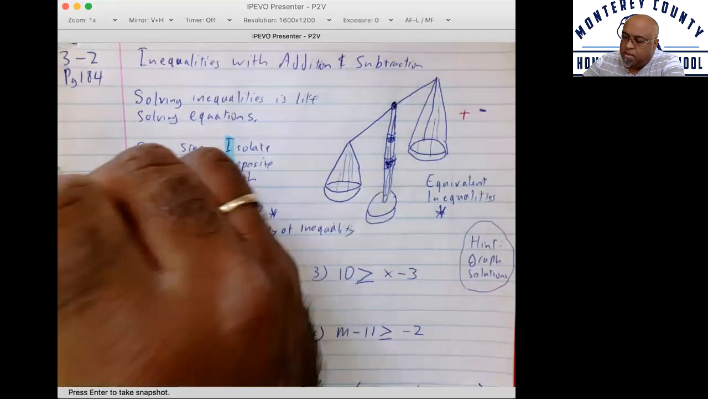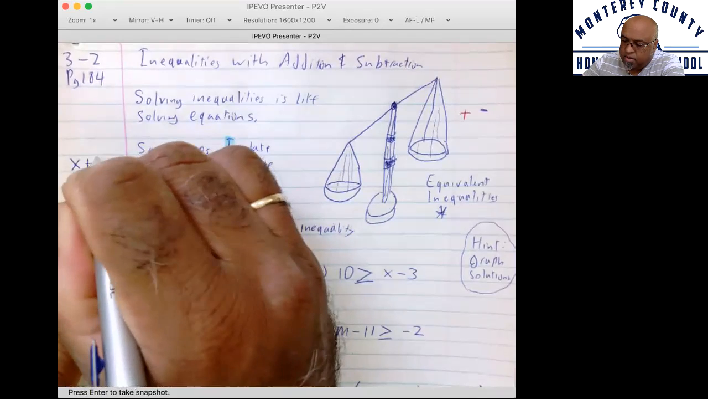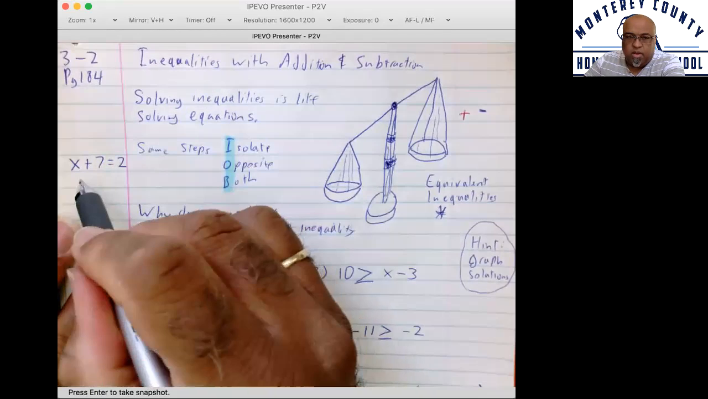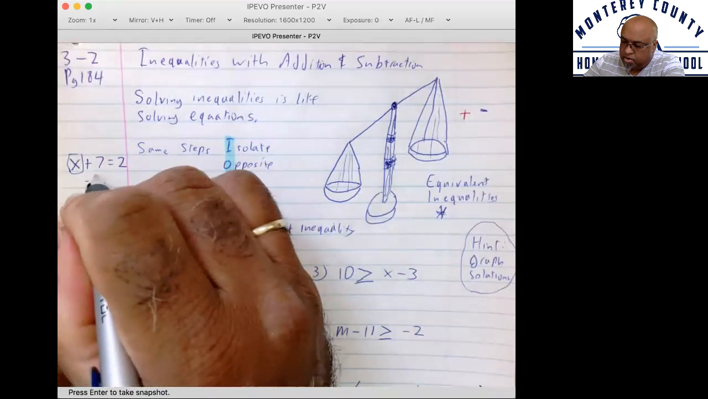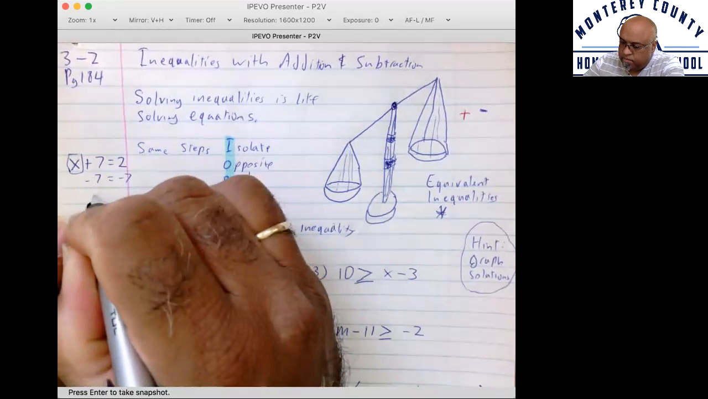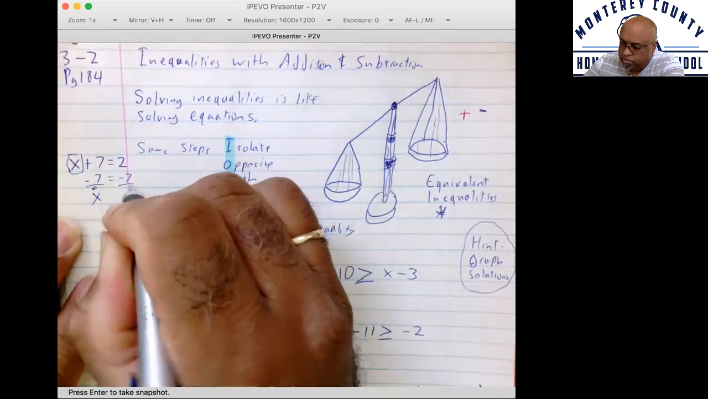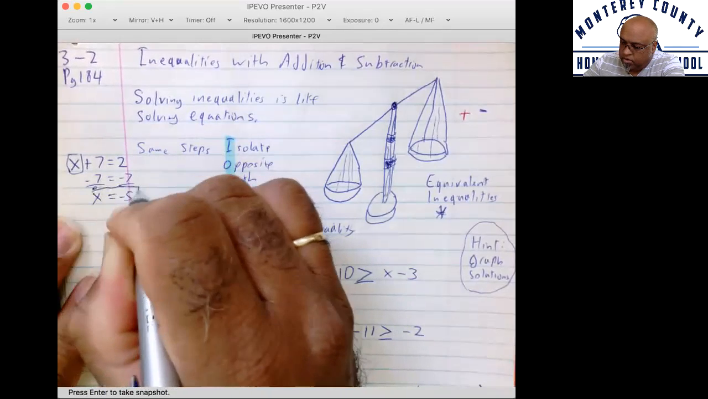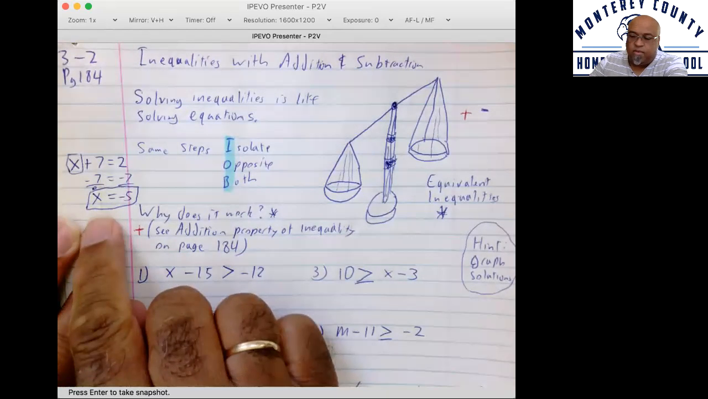Okay, I'm going to go ahead and just show you this fact. x plus 7 is equal to 2. Okay, isolate the variable, opposite operation to both sides of the inequality. So my solution is x equals -5.